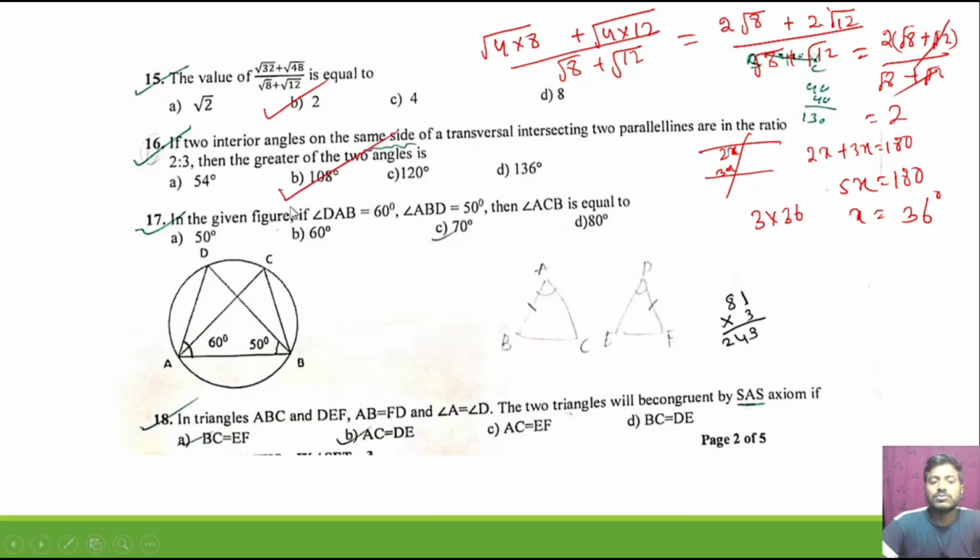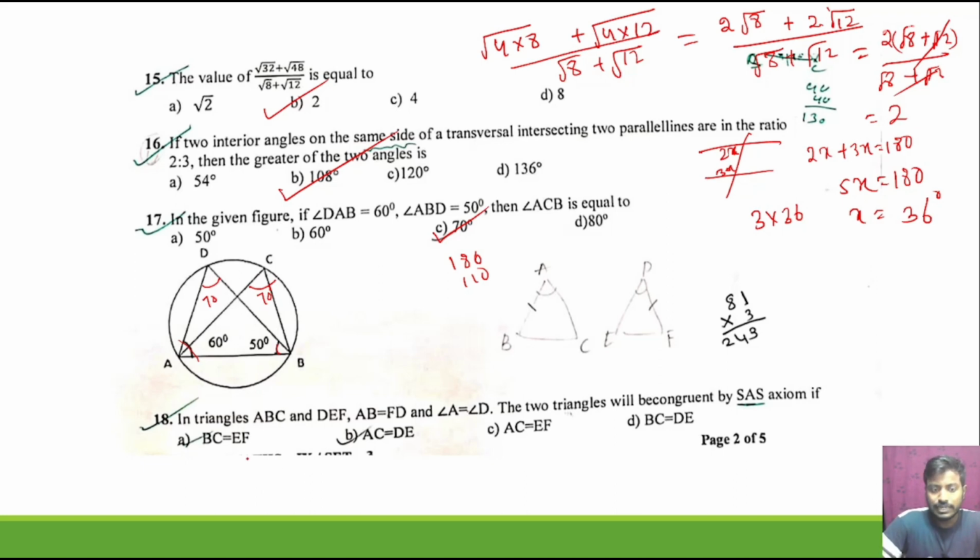Next question. In the given figure, angle DAB equal to 60 and angle ABD equal to 50, so we can find this angle. This is 50 plus 60, that is 110. So subtract from 180, that is 70. And we know that if the angles are subtended from equal chords, they are equal, so it is also 70 degrees. So option C is the correct answer.